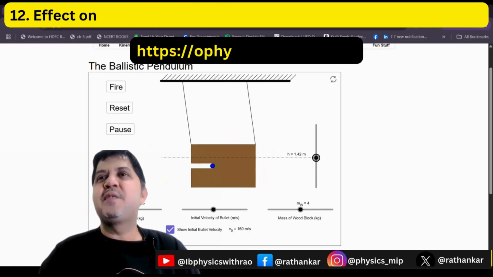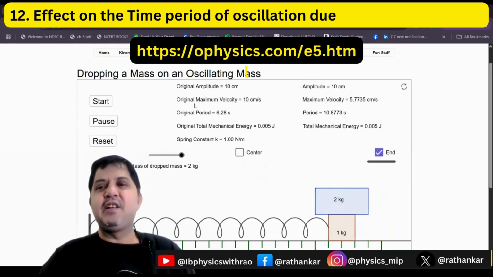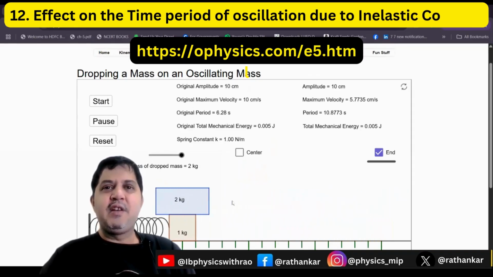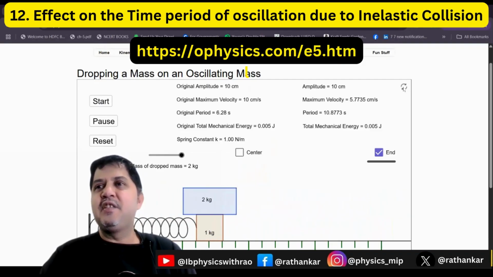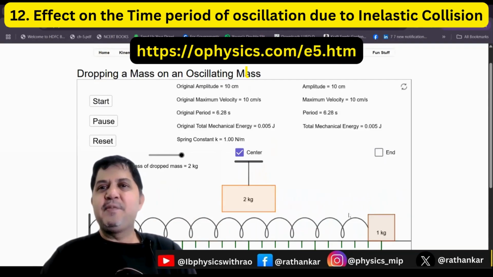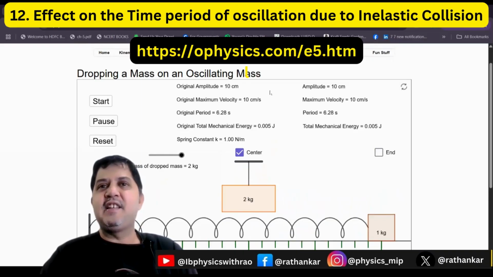The next simulation that we have here is the effect of dropping a mass on an oscillating mass. Okay, now we have something like this. You have a spring. Let me reset this. We have a spring over here with this 1 kg mass, and the spring is now made to oscillate. Now, as it oscillates, a 2 kg block is dropped onto it. Okay, and as a result of it, what happens? Resets, right? So reset. Original amplitude is 10 centimeter.